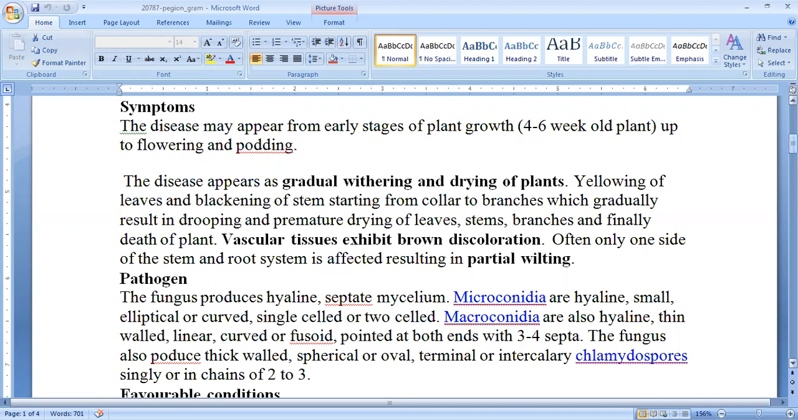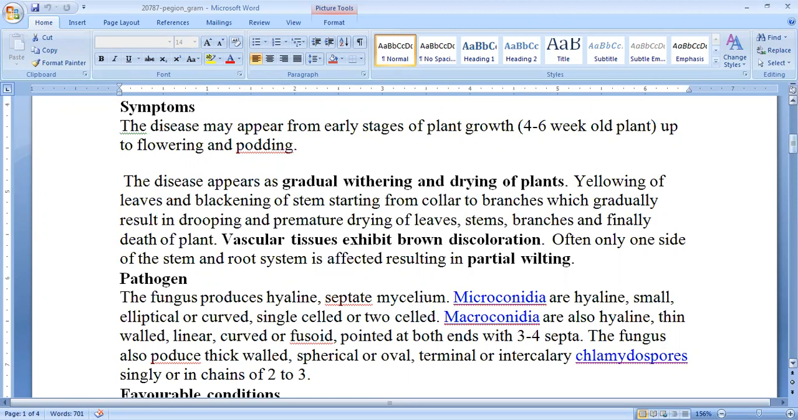The main symptom is gradual withering and drying of plants, yellowing of leaves and blackening of stems starting from the collar to the branches, and finally resulting in drooping and premature drying of leaves, stem and branches, and finally the death of plants. Now the vascular tissue exhibits brown discoloration, and sometimes there is partial wilting on one side only.